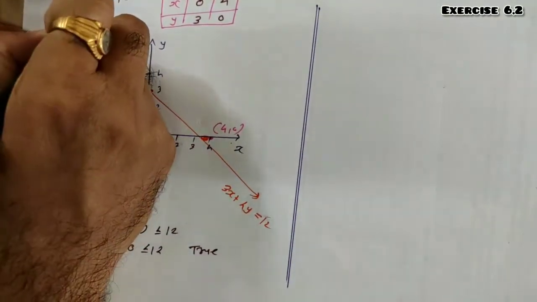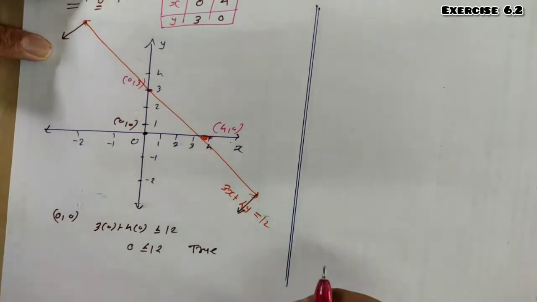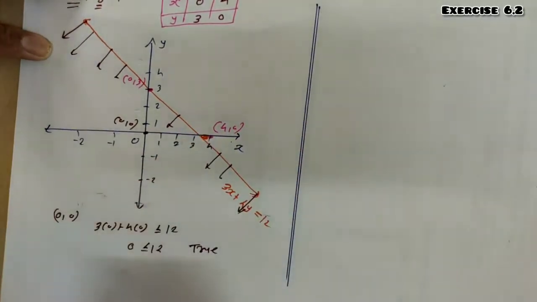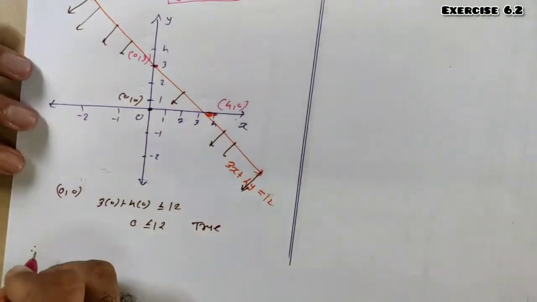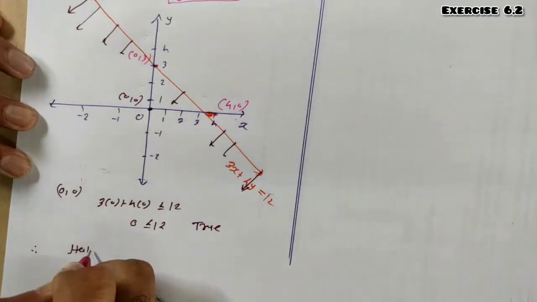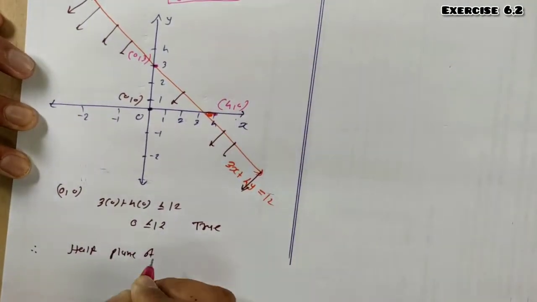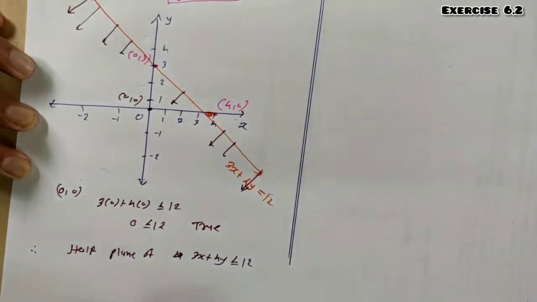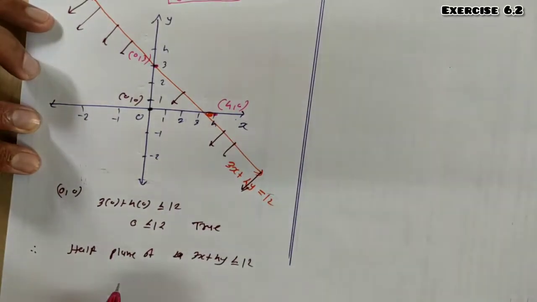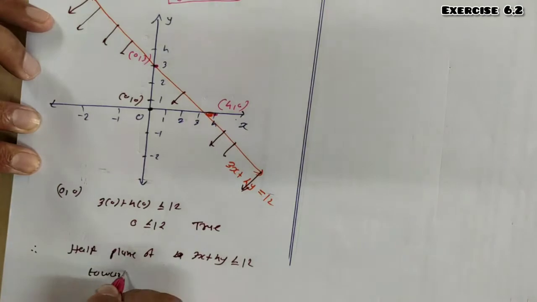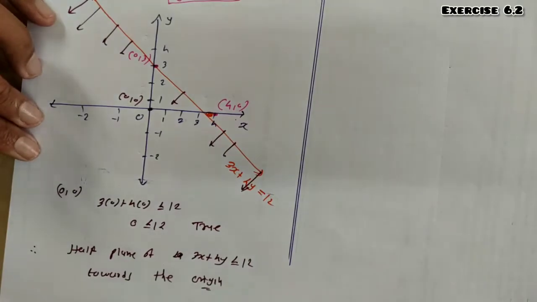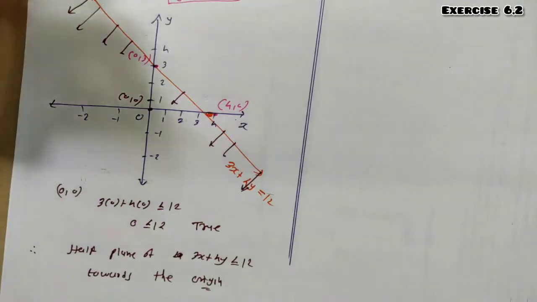Therefore, we have to consider the half plane which is towards the origin. So the solution of this inequality is the half plane towards the origin. Done. So here you have to write this statement. The solution is the half plane of 3x plus 4y less than or equal to 12 towards the origin. The half plane of this given inequality towards the origin is the solution of this given inequality. Clear?